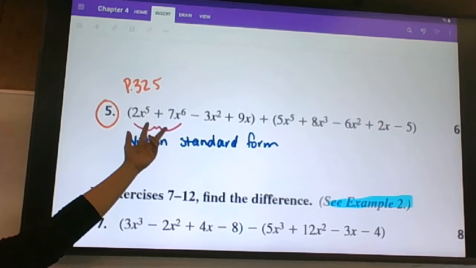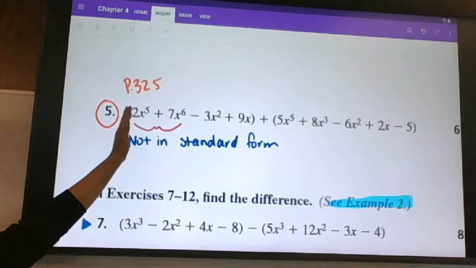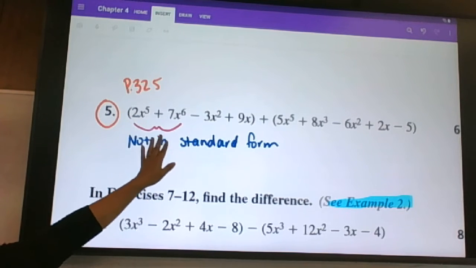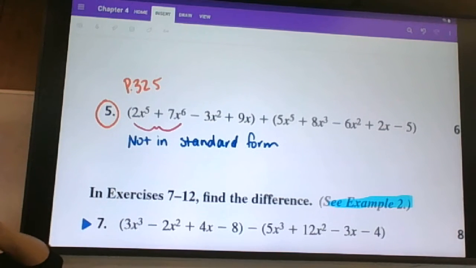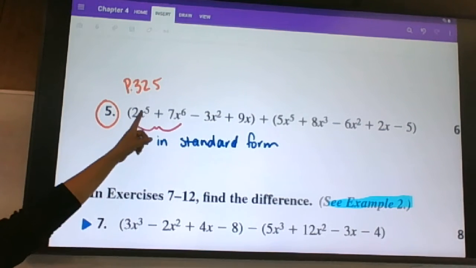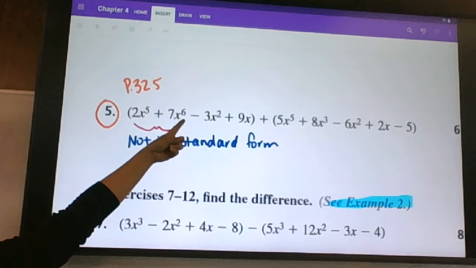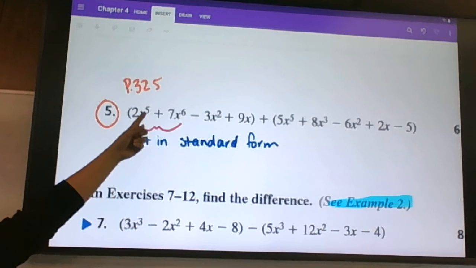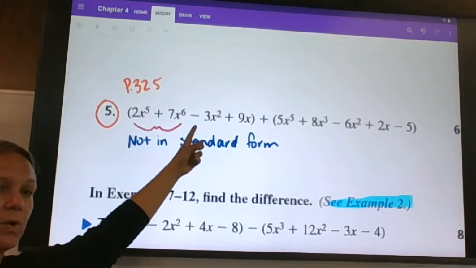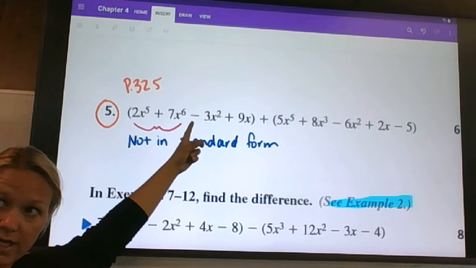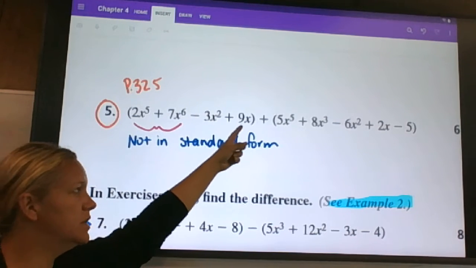So Friday we practiced putting things in standard form, making sure your highest exponent is first. So I'm noting that. And another thing that I'm noting is we have a power of 6, a power of 5. There's no power of 4. There's no power of 3. And then there's a power of 2 and a 1.